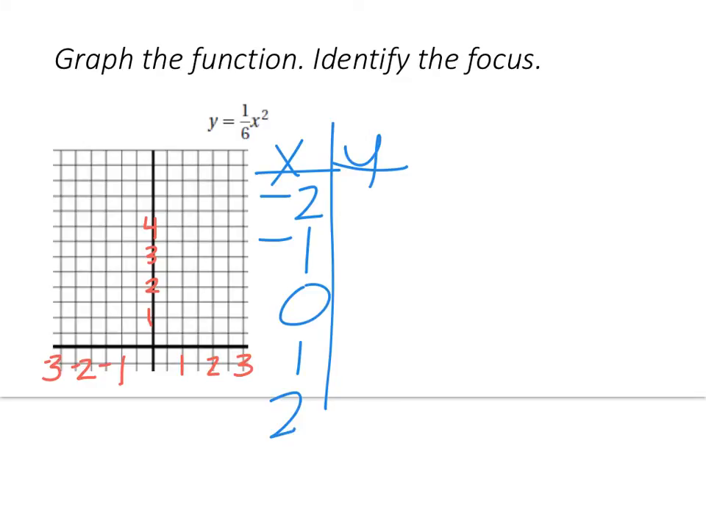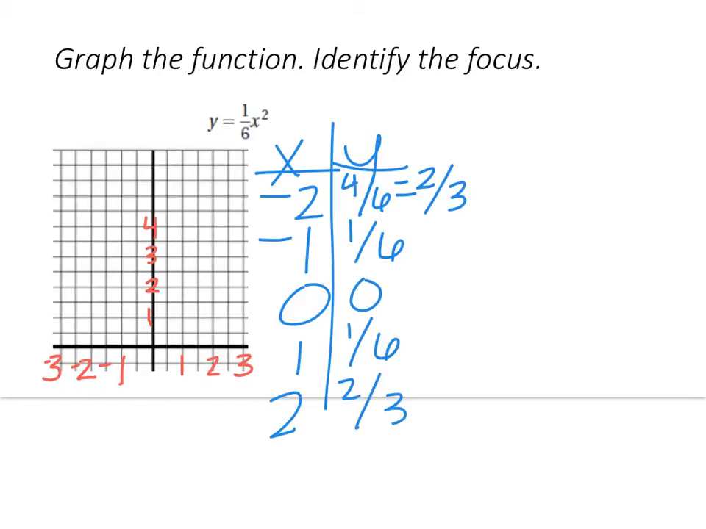So -2 squared is 4. 4 times 1/6 is a fraction. It starts off as 4/6, but then it reduces to 2 over 3. -1 squared is 1 times 1/6 is 1/6. 0, you guys have probably got the hint, it's 0. And then we swap these around again. So we have our points.